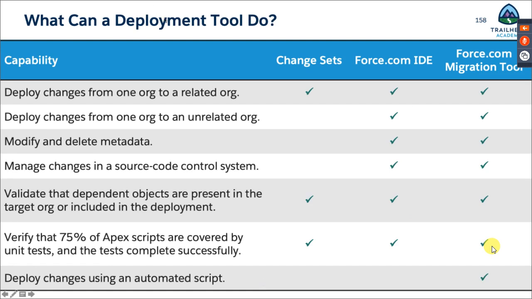Now, with the deployment, not the developer tools, but the deployment tools, we have 3 options. We have change sets. The Force.com IDE, that is going to be removed, deprecated, stopped being supported, all that stuff. And the Force.com migration tool. So which one allows you to deploy from one org to a related org?